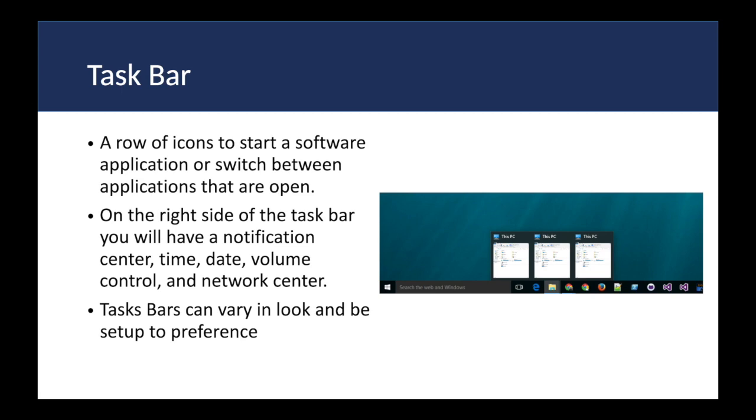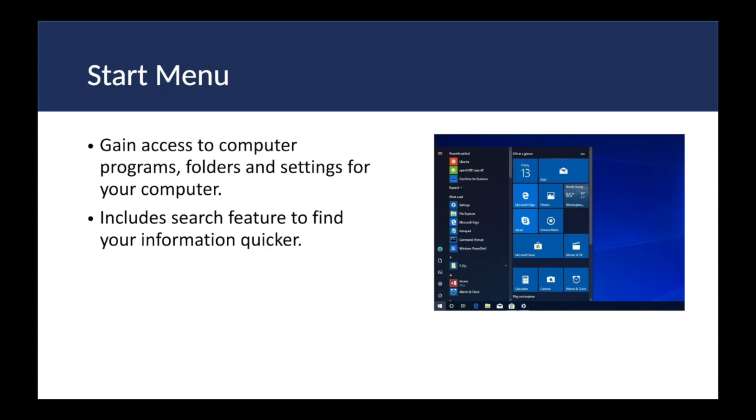Now keep in mind the taskbar can vary in look and be set up to your preference. As part of the taskbar is the Start menu. This is where you can access your computer programs, folders, and settings. All programs are listed in the menu and it even has a search feature where you can just type in what you're looking for.